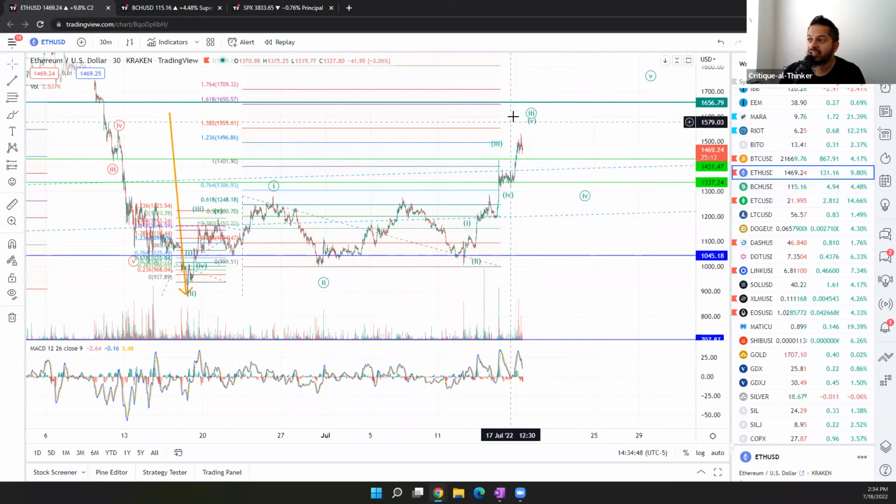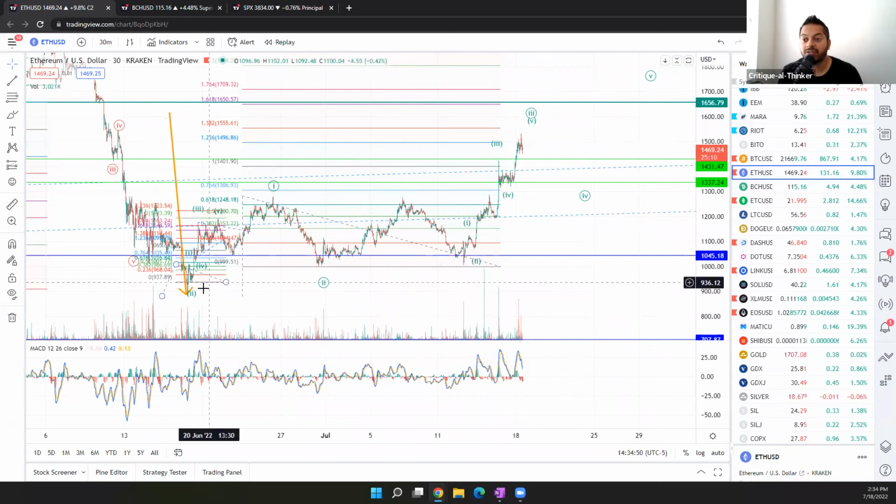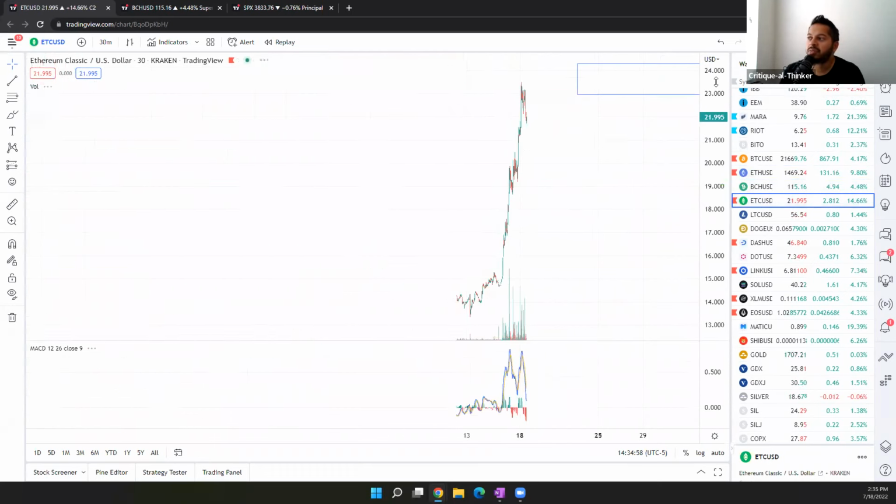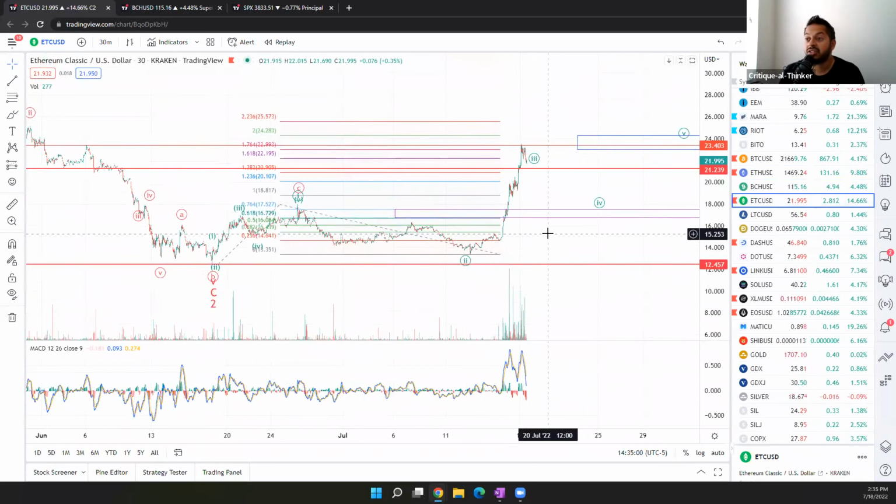However, there's a chance that this is a C wave up. You're never completely out of the woods until you have a full five wave pattern up. So we need to see it complete the third wave, go down for a fourth, and then finish a fifth wave up. And Ethereum Classic is in the same situation.